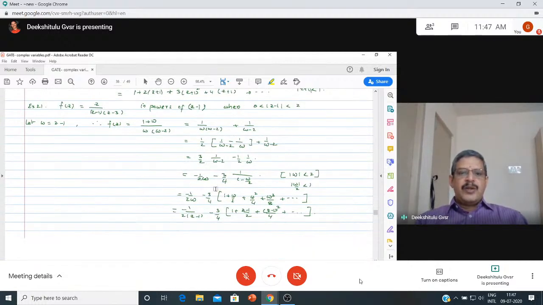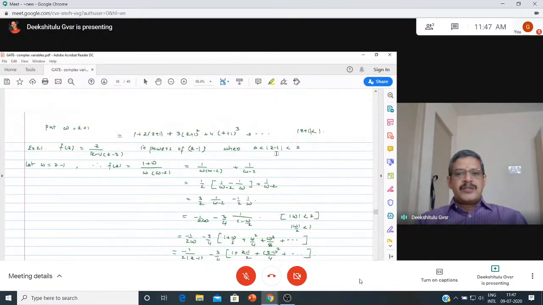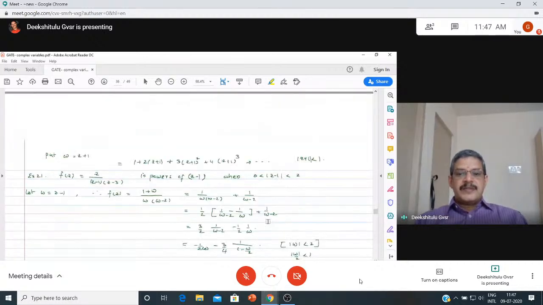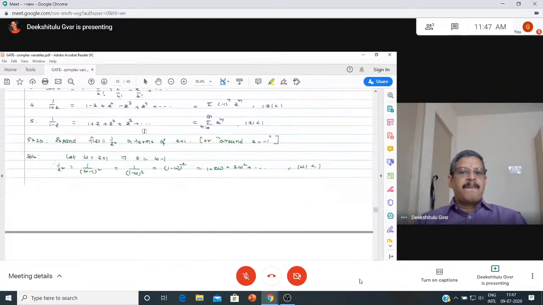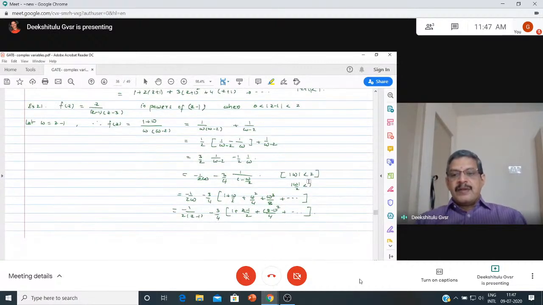We get minus 1 by 2w minus 3 by 4, 1 minus w by 2. Because when I say mod z minus 1 is less than 2, so mod w is less than 2. But when you write 1 by 1 minus something, the radius of convergence must be less than or equal to 1. So whenever mod w is less than 2, I need 1 here. Then only the series converges. Maximum radius must be 1.